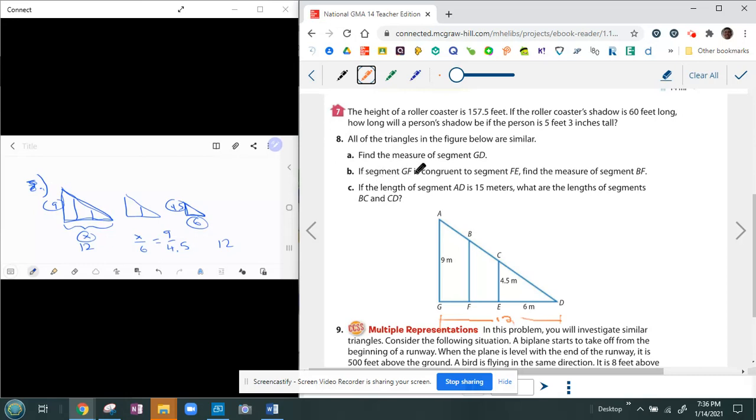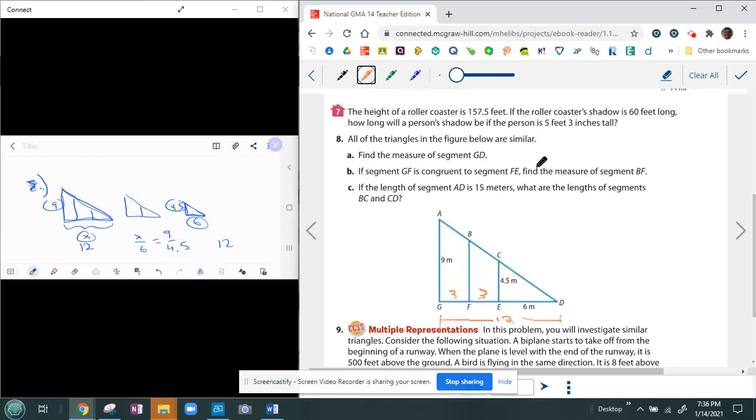Now, it says segment GF is congruent to segment FE. All that's telling me is that this would have to be 3 and this would have to be 3. Because what's 3 plus 3 plus 6? 3 plus 3 plus 6 is 12, the whole length. All right, and why do we need that? Why do we care what these are?